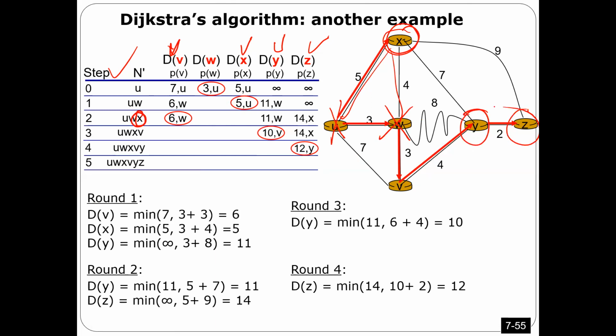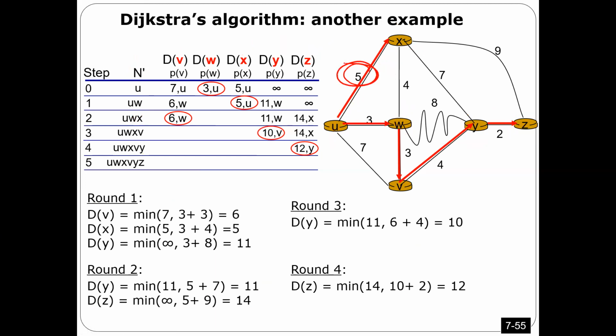Okay, so all I'm going to do is calculate the distance. If I reach Y or Z through X, what is the cost, and is this better than what I have or not? That's exactly what I did here. So here I calculated: 5 plus 7 and 5 plus 9. If I go to Y through X, this is the cost, 5 plus 7. If I go to Z through X, this is the cost, 5 plus 9, right?